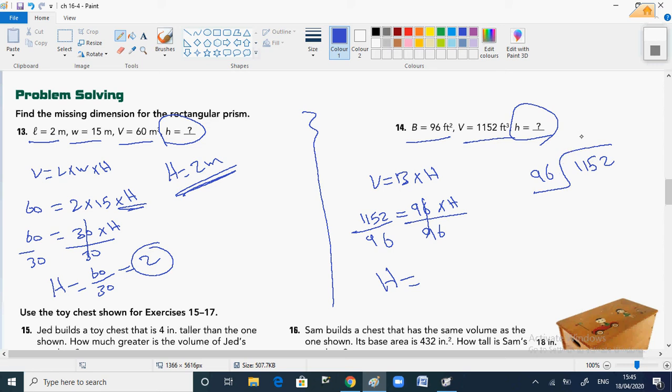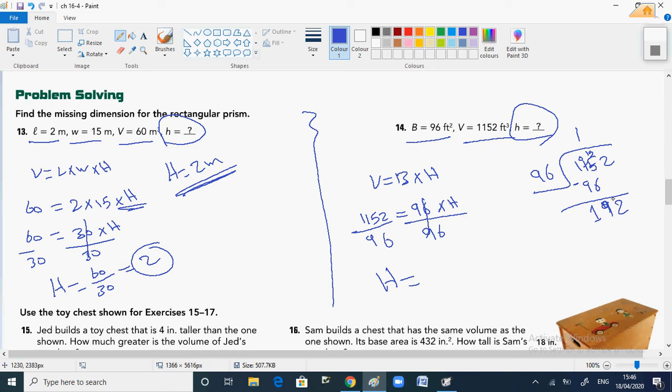11 divided by 9 is 1, so 96. So now 5 minus 6 becomes 15. This is 0. 15 minus 6, 9. And 10 minus 1 is 1. And put 2 down.